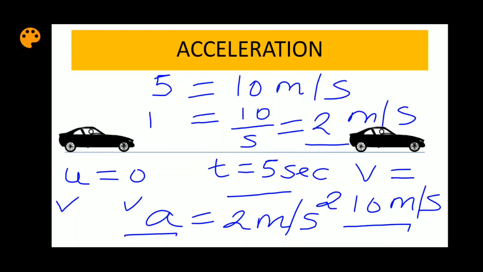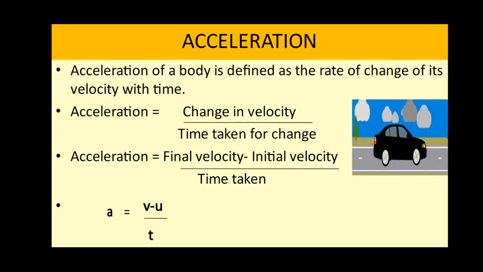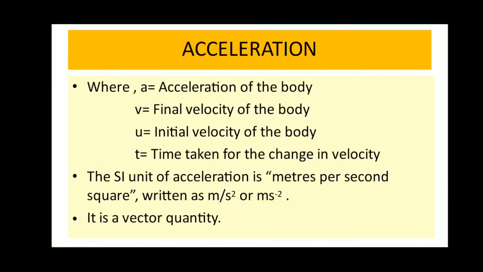So with this example, acceleration of a body can be defined as the rate of change of its velocity with the time. That is, acceleration is equal to change in velocity per unit time. Change in velocity is final velocity minus initial velocity. Acceleration represented by a, final velocity represented by v, initial velocity represented by u, and time taken for the change in velocity is represented by t. So the formula for acceleration is a equals v minus u upon t, where a is acceleration of the body, v is final velocity of the body, u is initial velocity of the body, and t is time taken for the change in velocity.